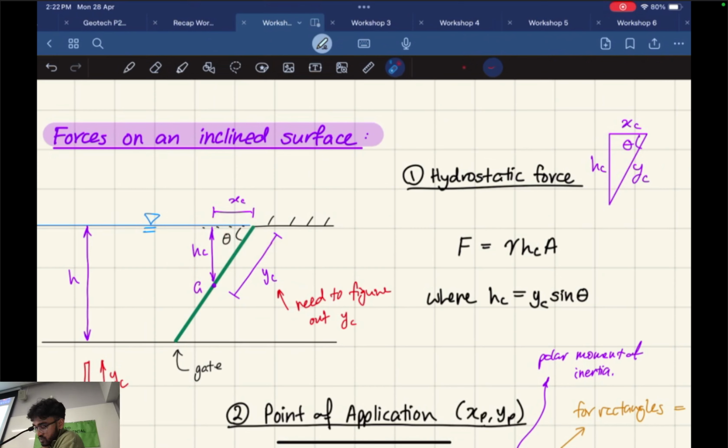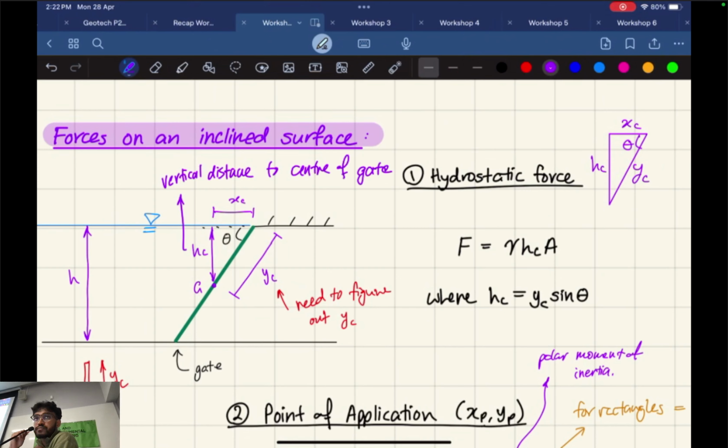So HC, I'll just quickly write a note: vertical distance to center of gate. That's our HC. Okay?